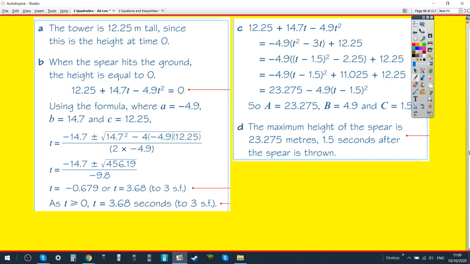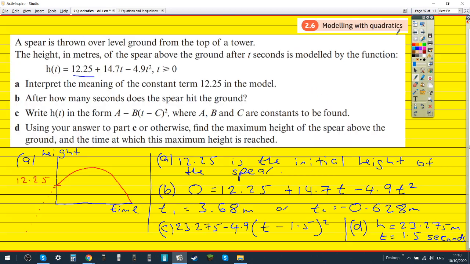So that's 23.275, 1.5. And I used those in the calculator. That was the X at the maximum Y. And then we had to factorize out the minus 4.9. So you could do it manually, but it's just quicker to do it this way.